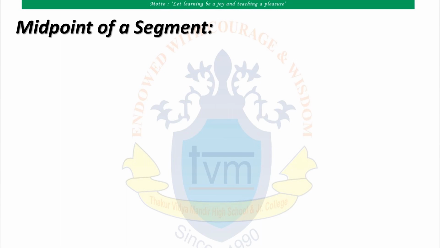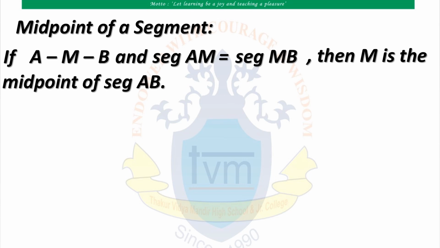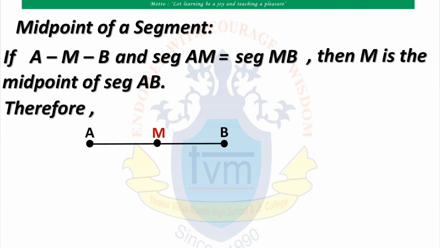Now, what do you mean by midpoint of a segment? If A-M-B, it means these 3 points are collinear. They lie on the same line such that M is between A and B. So if A-M-B and seg AM equals seg MB, then M is the midpoint of seg AB.